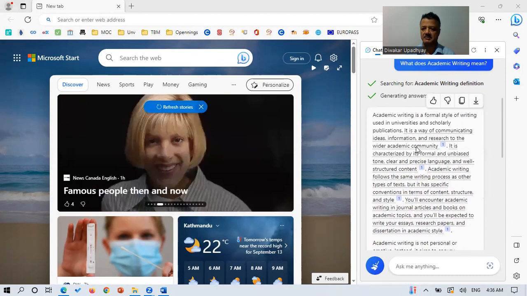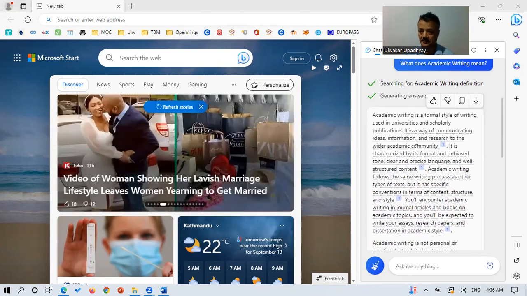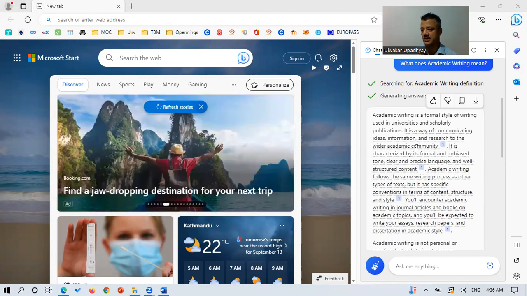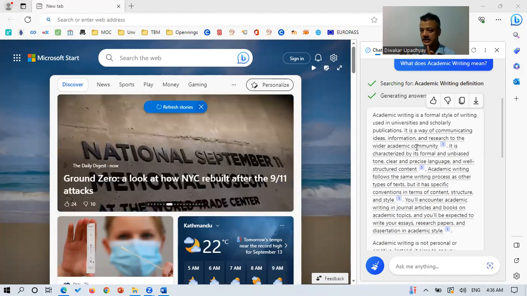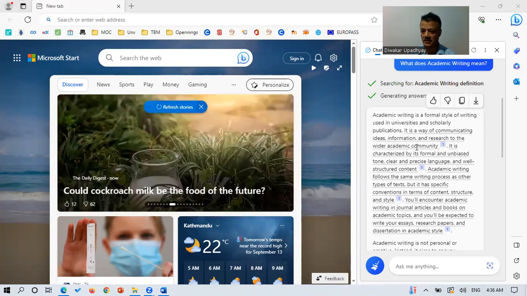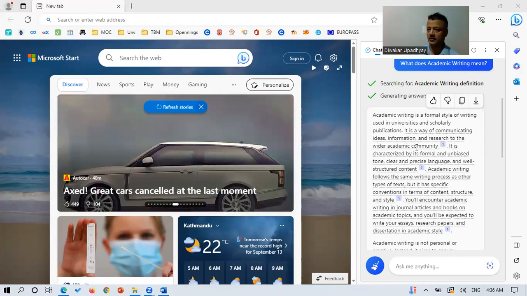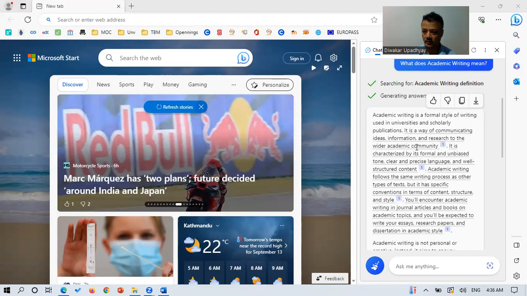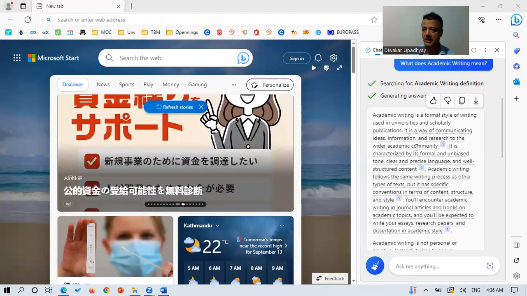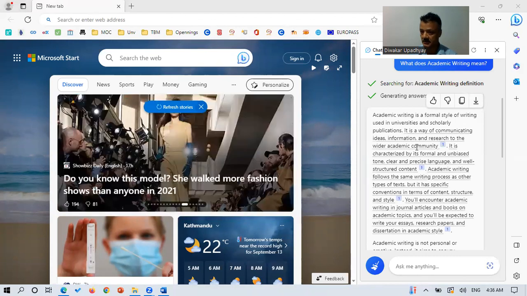So it says academic writing is a formal style of writing. So academic writing is a way we write, and it is formal. That means written in formal settings. It is a formal style of writing used in universities. So the kind of writing that you will do now during your studies at Kathmandu University as part of your studies, that is academic writing.